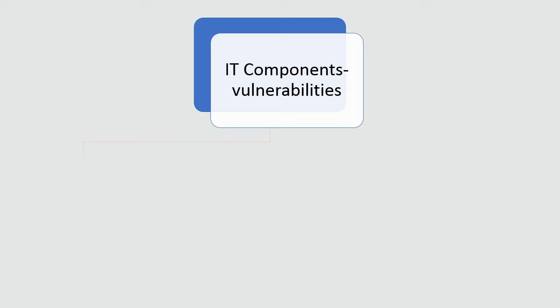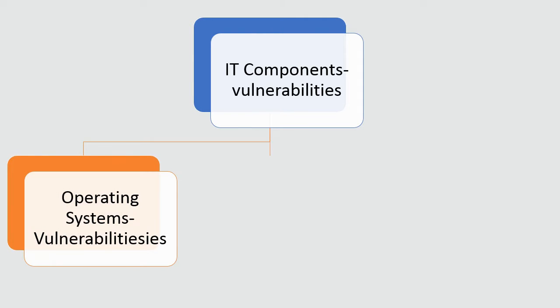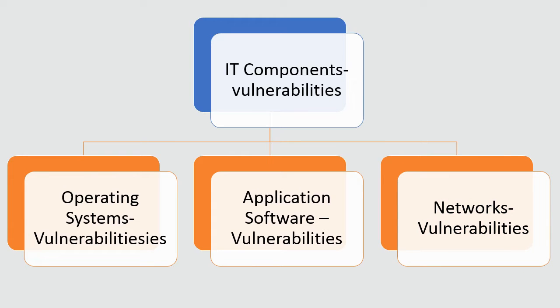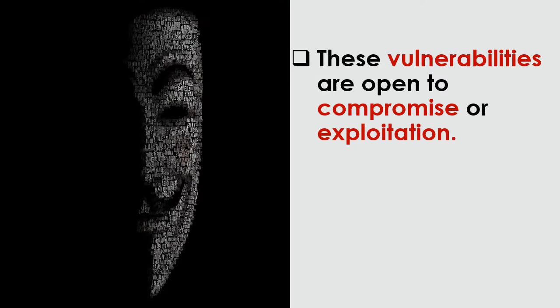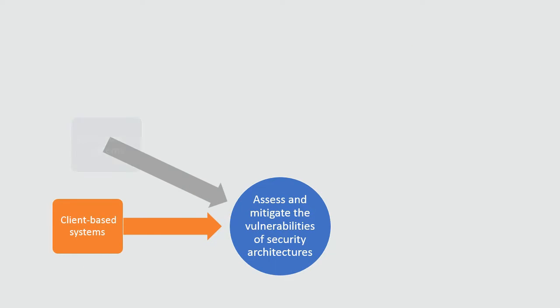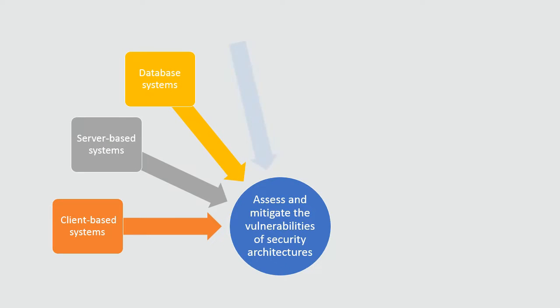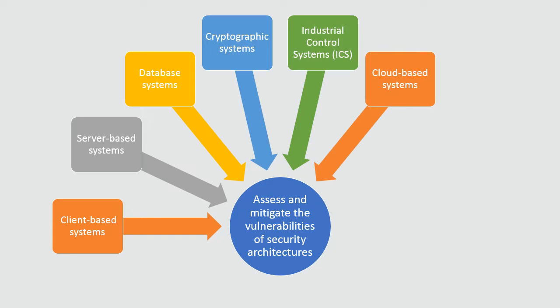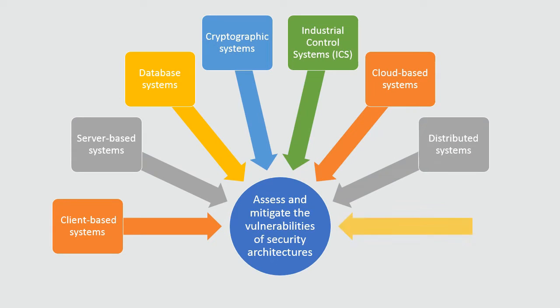IT components, such as operating systems, application software, and networks have many vulnerabilities. These vulnerabilities are open to compromise or exploitation. We will discuss, assess and mitigate the vulnerabilities of security architectures: client-based systems, server-based systems, database systems, cryptographic systems, industrial control systems, ICS, cloud-based systems, distributed systems, and Internet of Things, IoT.